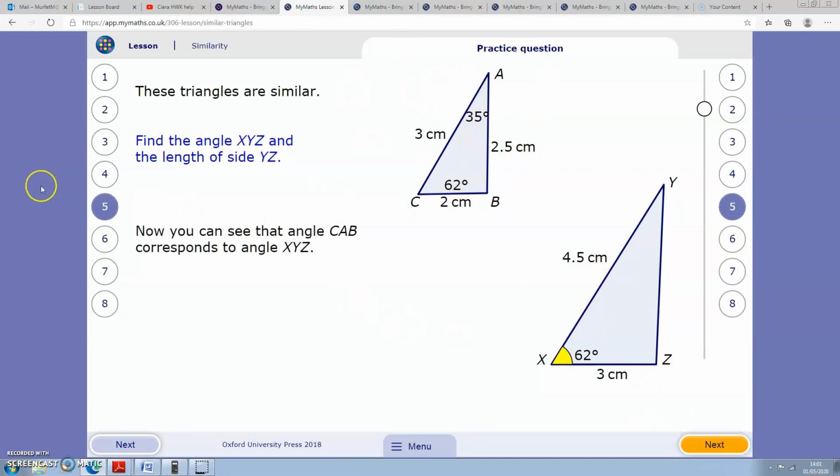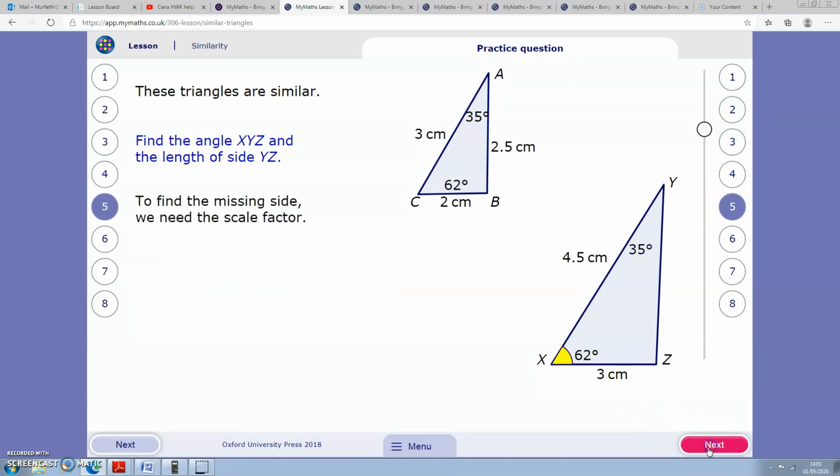Now you can see that CAB, that angle there, is exactly the same as XYZ. So it's 35 degrees. Again, we don't know what the ratio is. So we're now going to try and find the missing side.